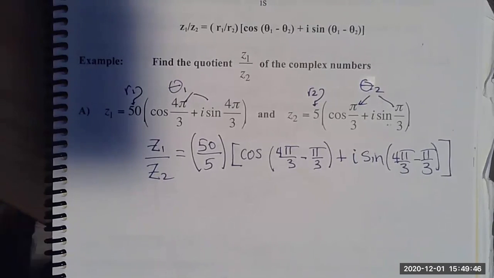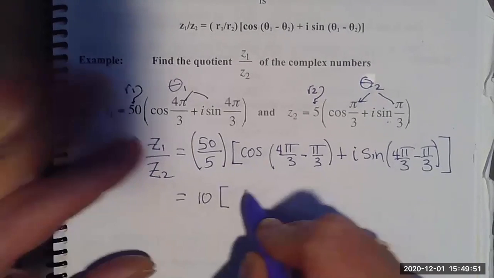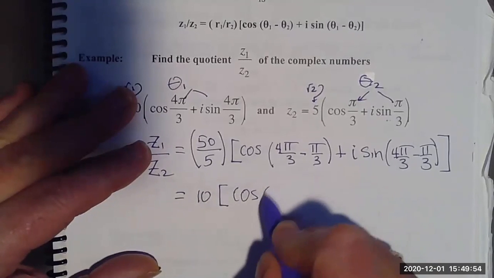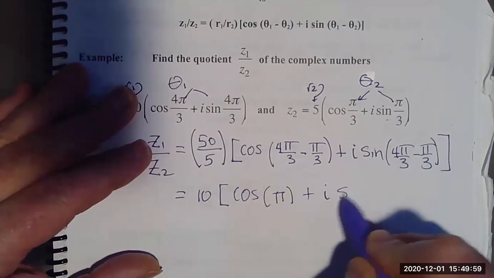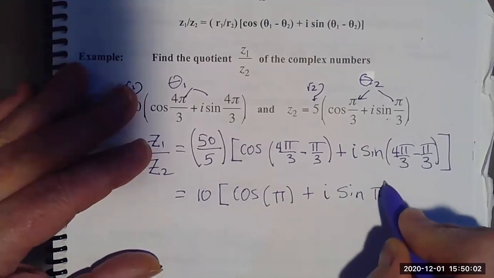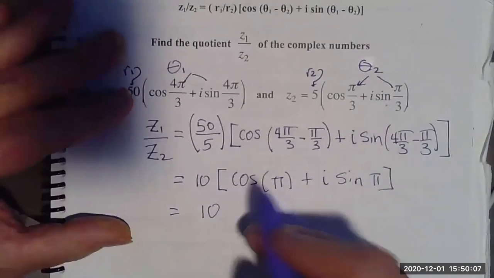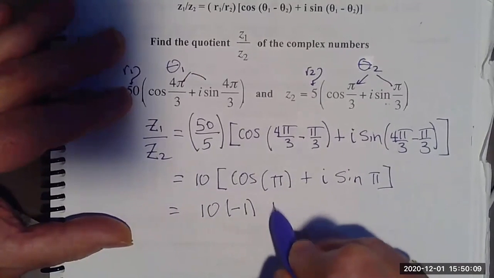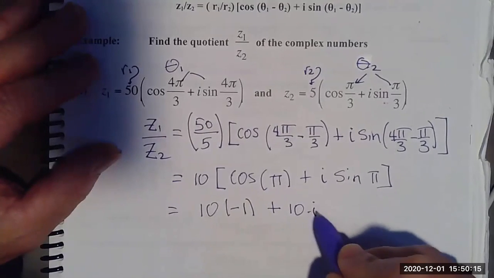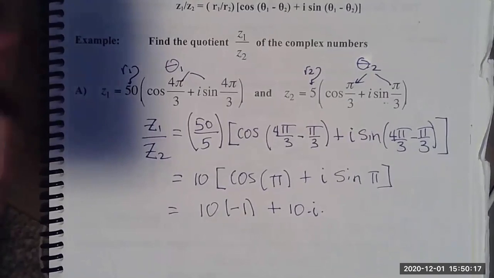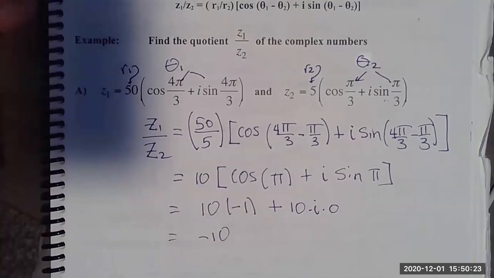Okay, then I'll continue. So what would this be? 10 bracket cosine 3. Well, that's 3 pi over 3. That's just pi. Sine pi. Cosine of pi is -1, times i times sine of pi, 0. When you're all said and done, it's -10.